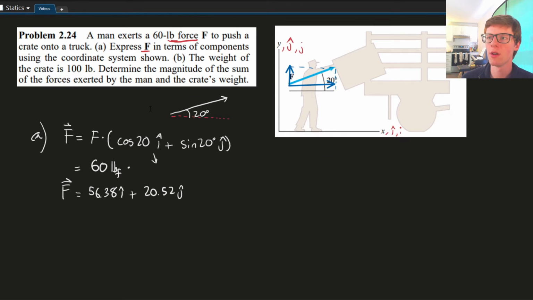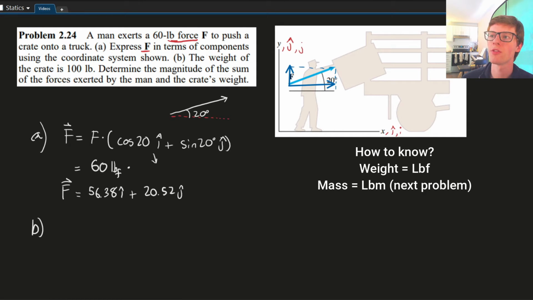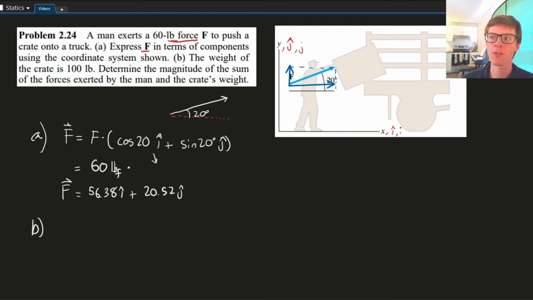Now part two is going to be to determine, or let's read it. The weight of the crate is 100 pounds, pound force, not pound mass. Determine the magnitude of the sum of the forces exerted by the man and crate's weight. Man's force and the crate's weight. So what this question is asking is, there is a weight force here of 100 pound force. And then we have our blue vector, which is our F, which is going in this direction with that magnitude.